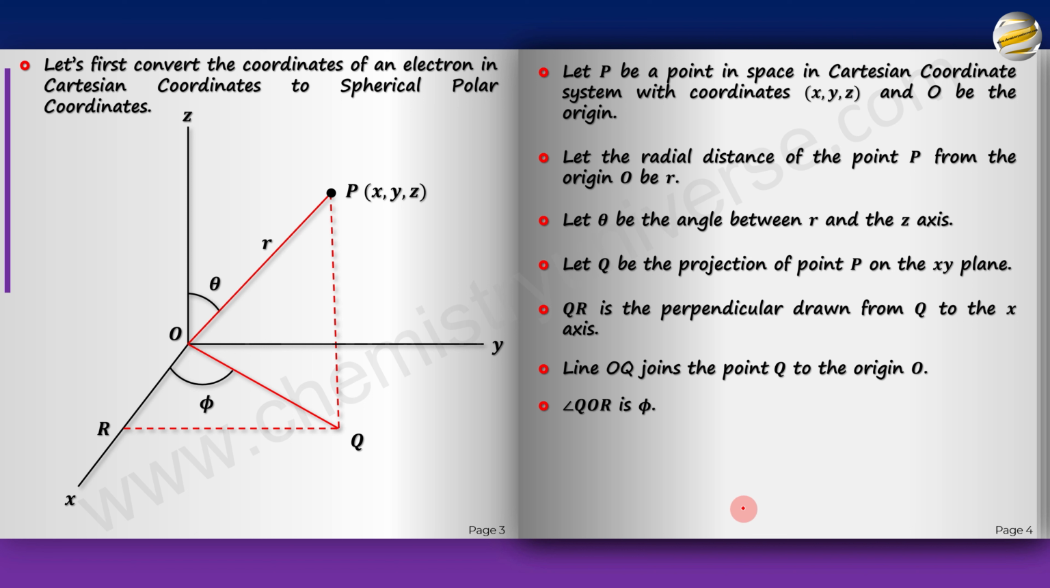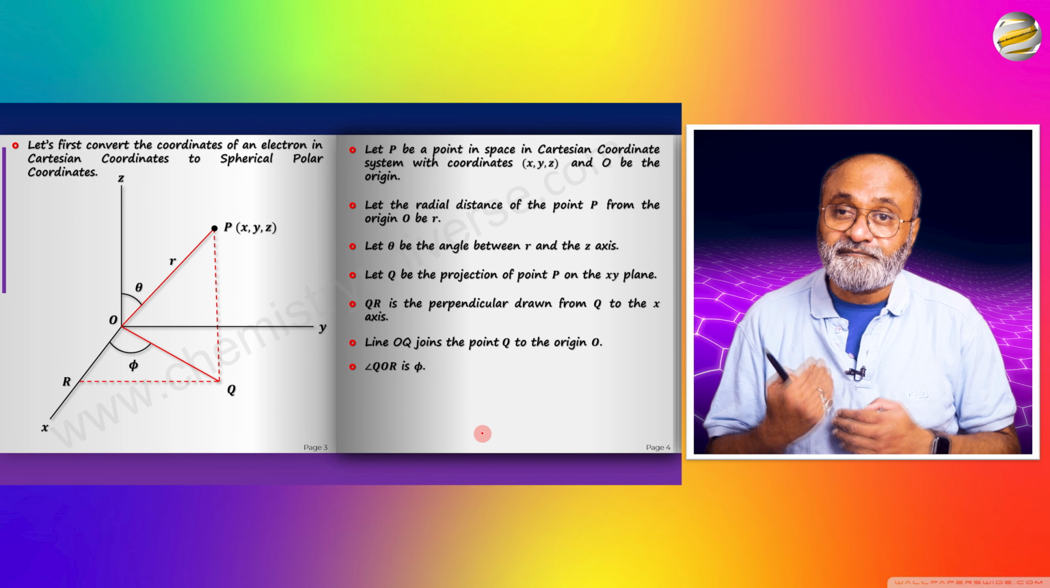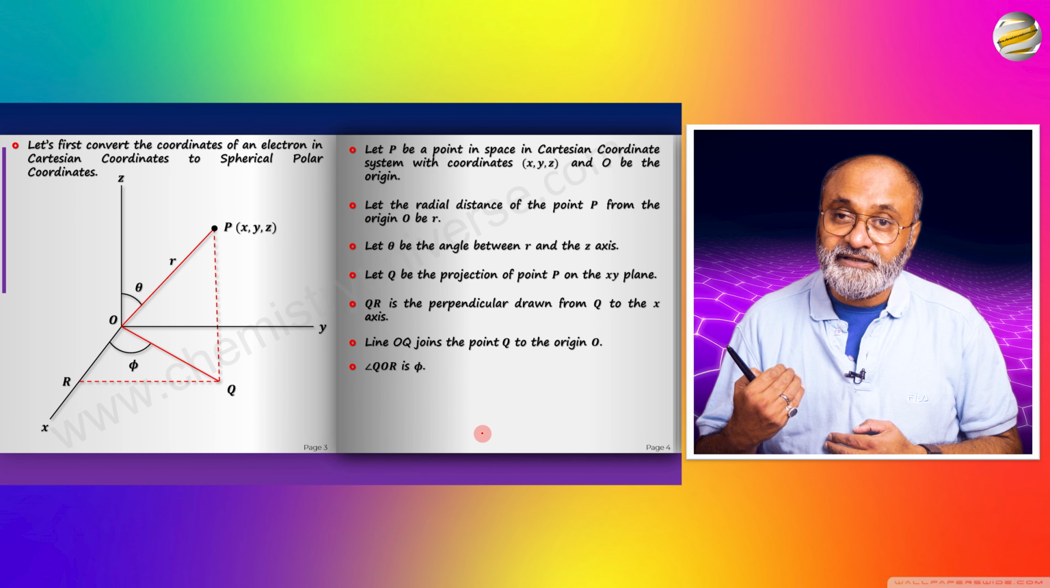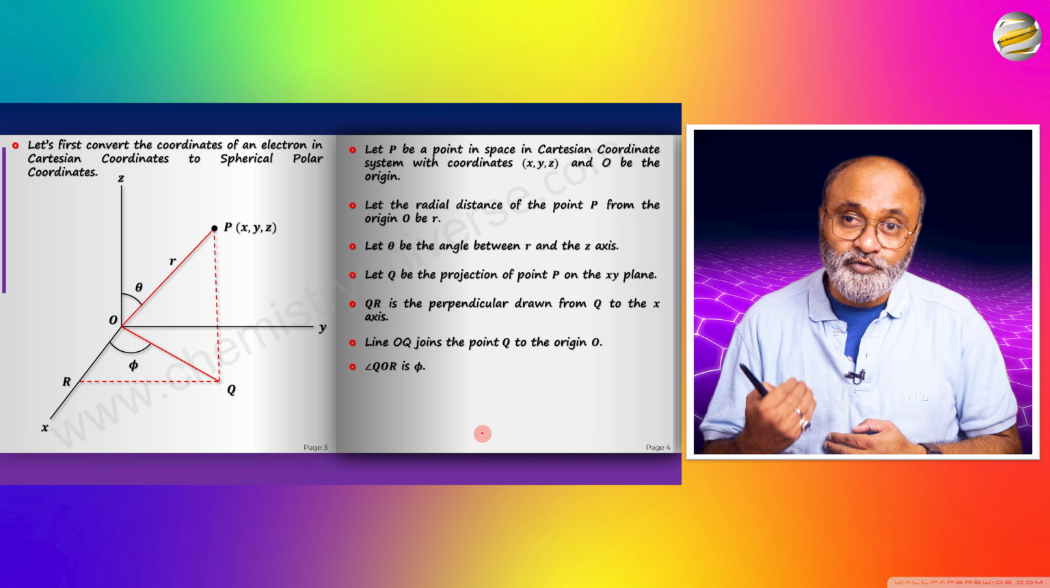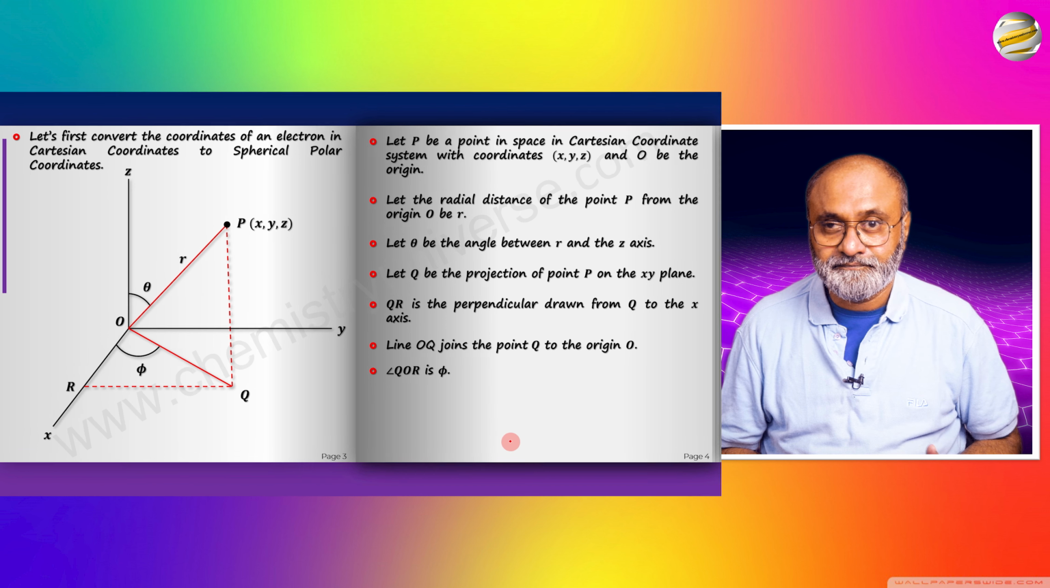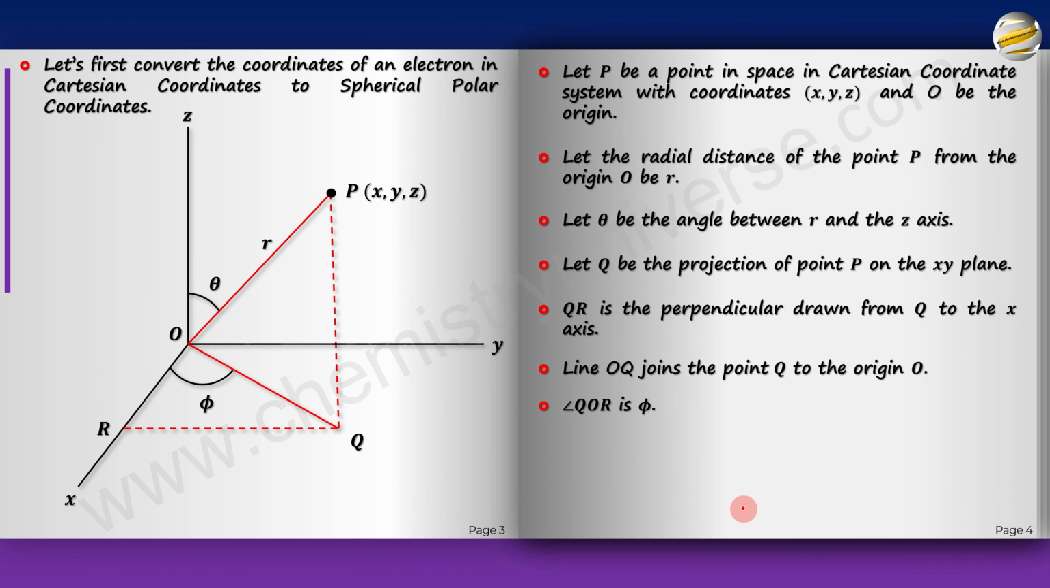So what is phi, by the way? Phi is the angle between the x-axis and the line joining the origin to the projection of P in the xy plane. So Q, which is the projection of P on the xy plane, the line joining this Q with the origin and the x-axis is phi. I'm going to join the z-axis with P. I'm going to draw a perpendicular, and then I'm going to draw a perpendicular from Q to the y-axis.